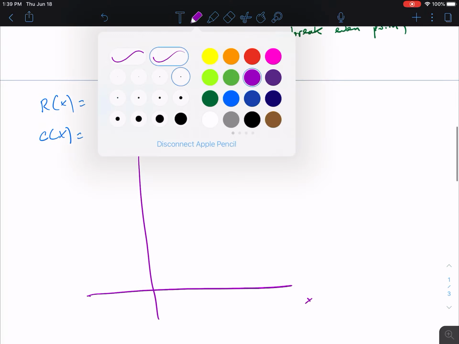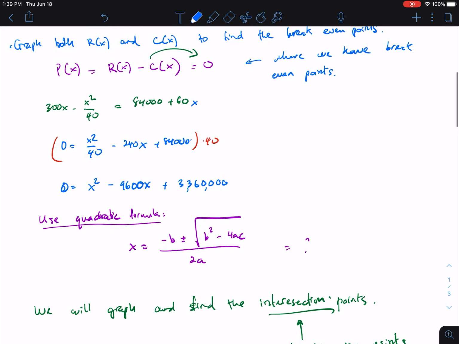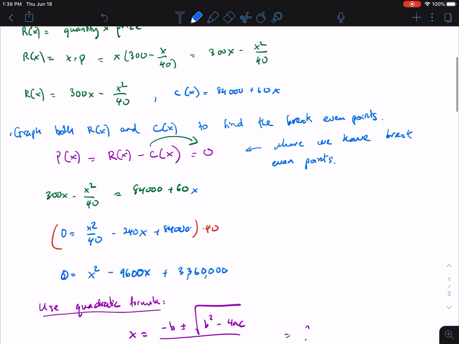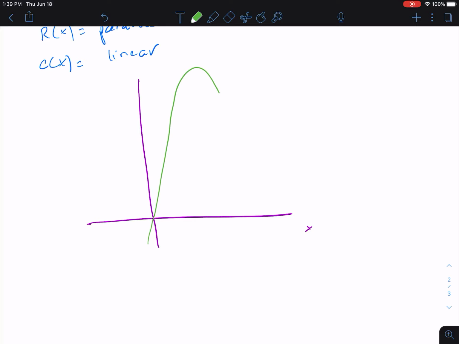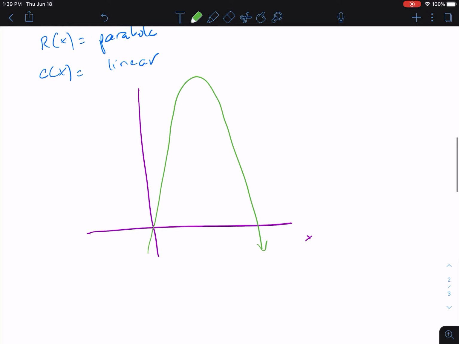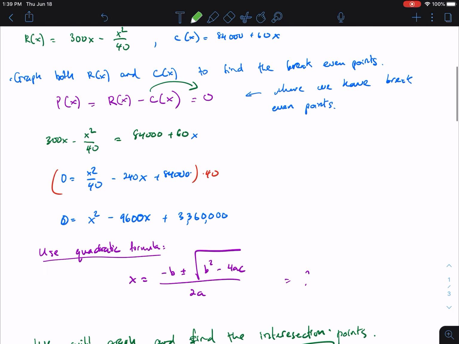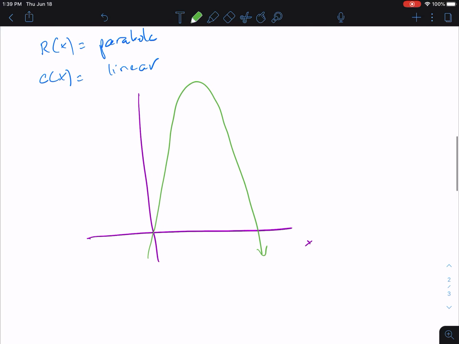So for all of x, we're going to have an open downward parabola, and that is 300x minus x squared. I'm just going to guess something like this for r of x. And c of x is going to be a line at 84,000, with a slope of 60, so up 60 over 1. So let's say here is my line.